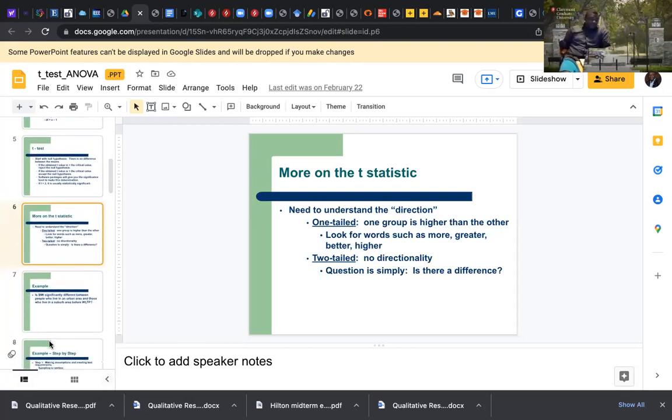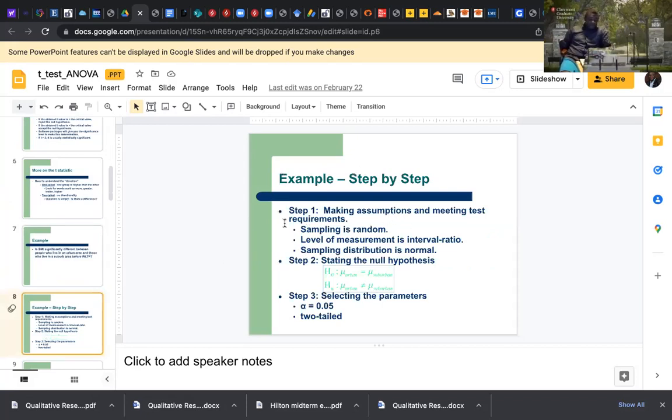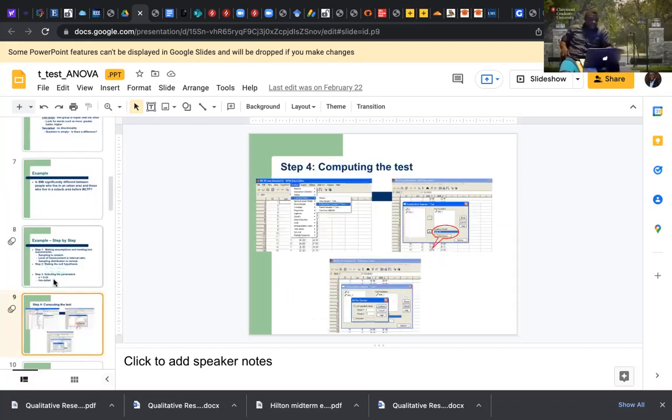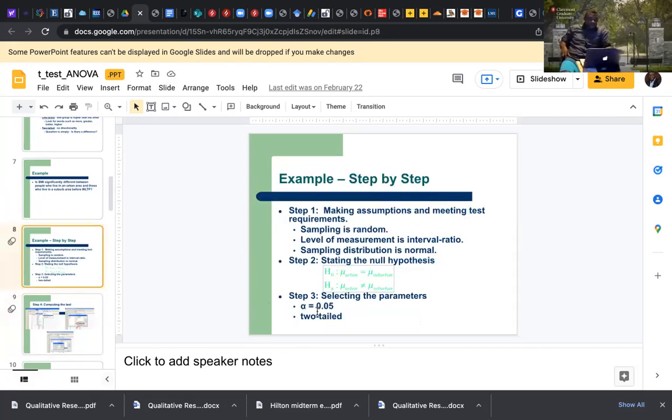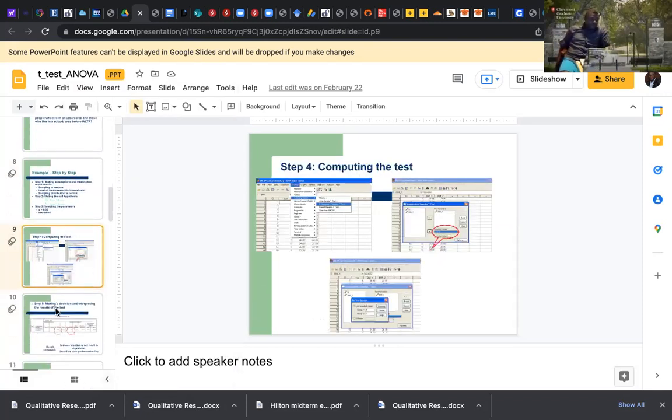And then look at the example they gave here: making assumptions, sampling is random. Yeah, we mentioned that already. The level of measurement is usually interval or ratio, so think about the kind of data you have. The data must be at the interval or ratio level. Then the sampling distribution is normal. It's an important assumption. And then stating the null hypothesis. And then the p-value has to be 0.05 in the two-tailed test. So I think these are the most important things you need to know about.